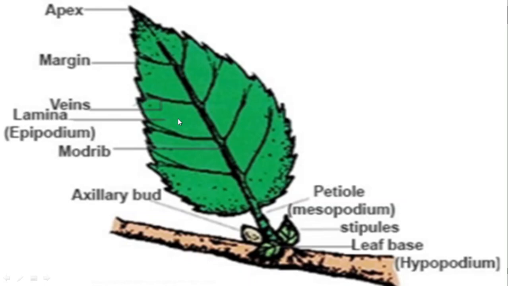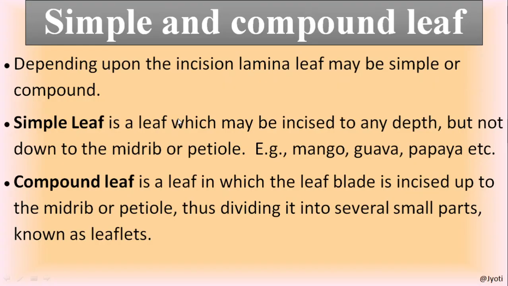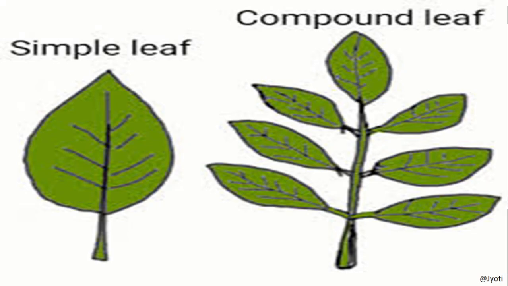as in case of papaya. Okay. But in compound leaf what happens? The leaf blade is incised up to the midrib or petiole, because of which the leaf blade is divided into many small parts called leaflets. So I'll show you the picture so that it will be clear.